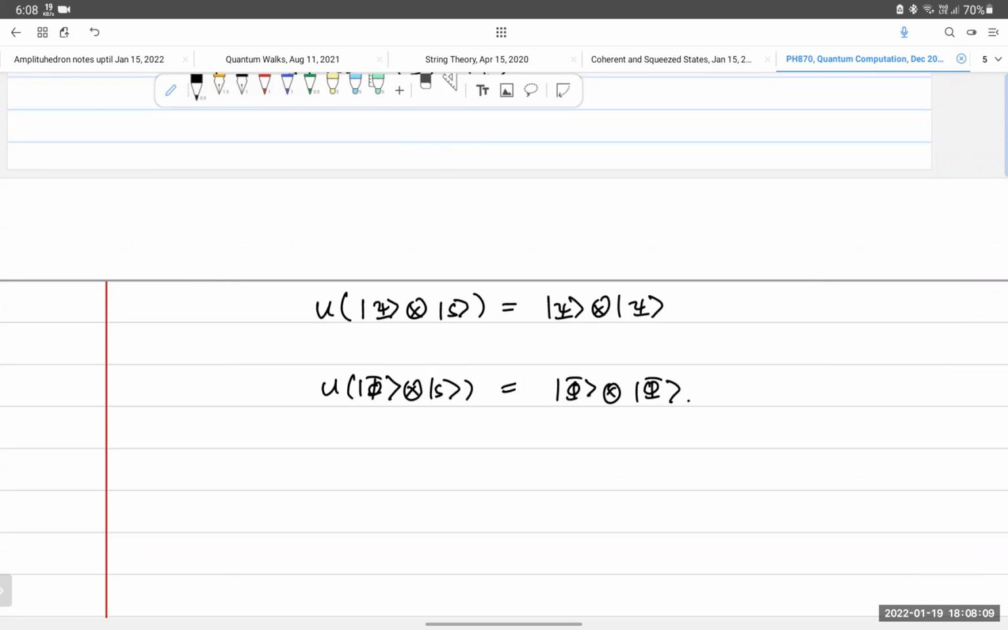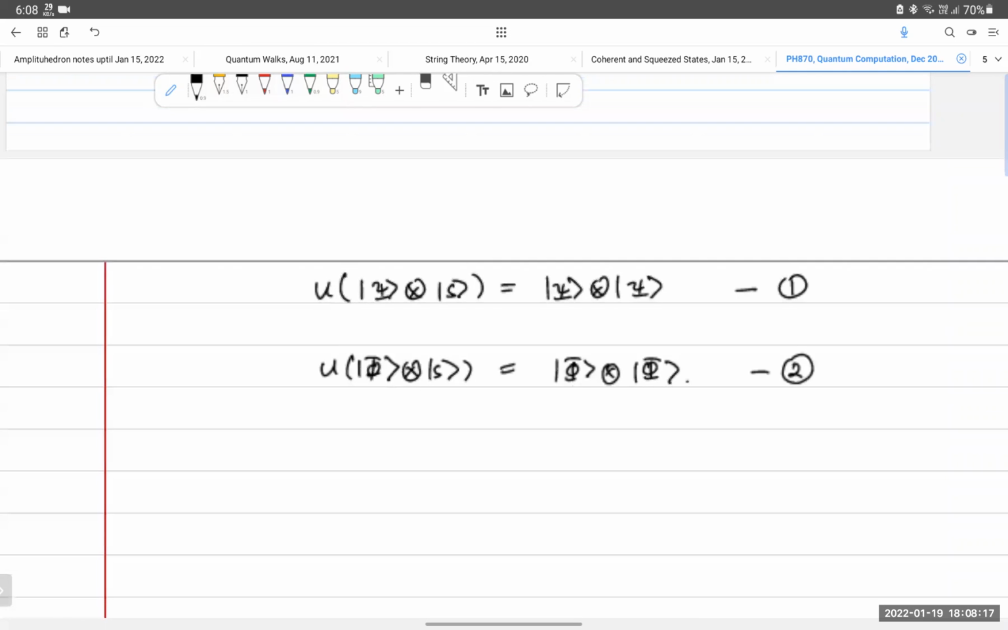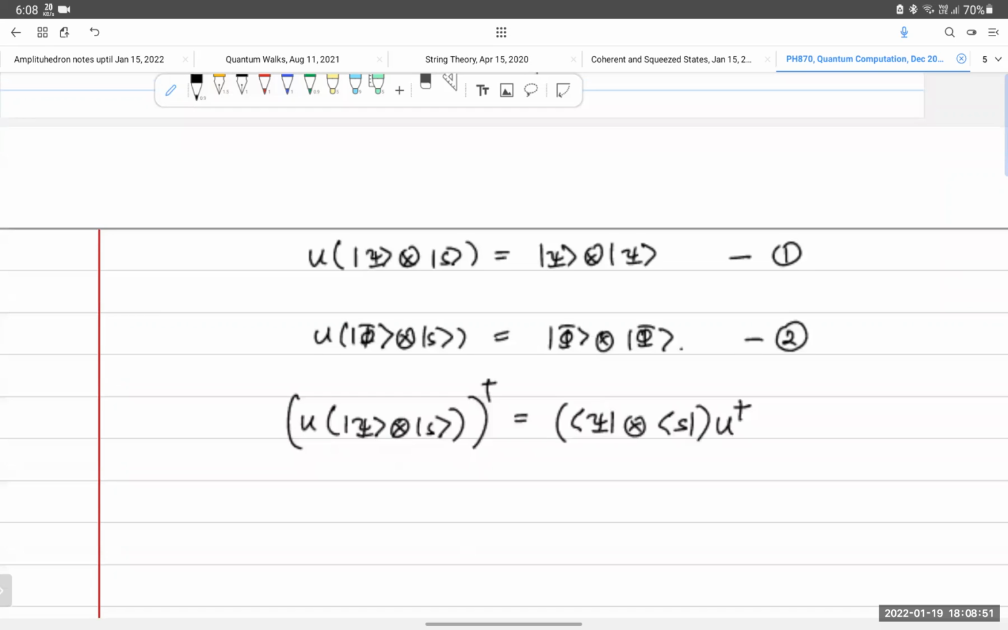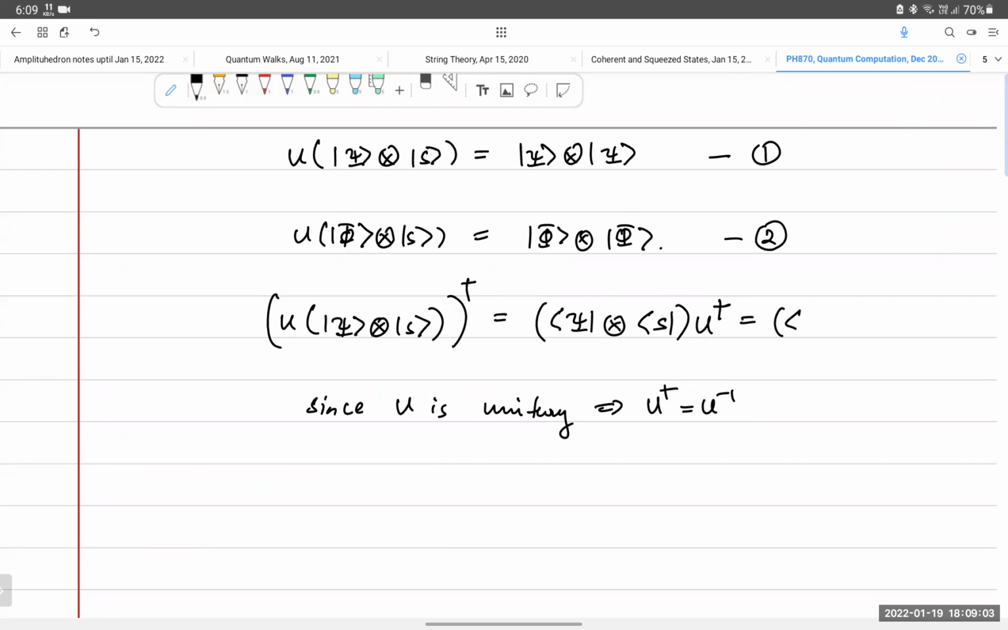So now let us take the inner product of these two equations. This is 1 and this is 2. So I take the inner product of the left and right hand sides respectively. When I take the inner product, I have to take the adjoint of this expression. Let me write it out a little bit slowly. So I want the adjoint of this expression. What do I get? Well, I get the bra psi tensor the bra S, all acted on by U adjoint. But since U is unitary, the adjoint must be equal to the inverse. So this is psi adjoint tensor S adjoint acted upon by U inverse.